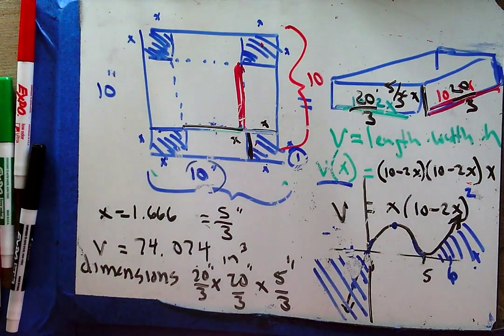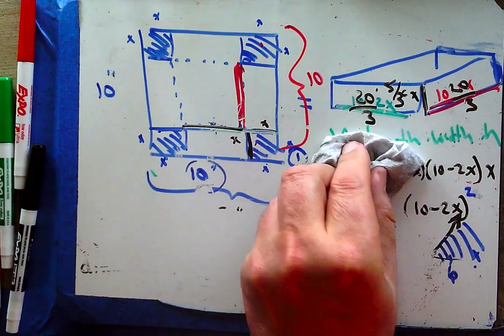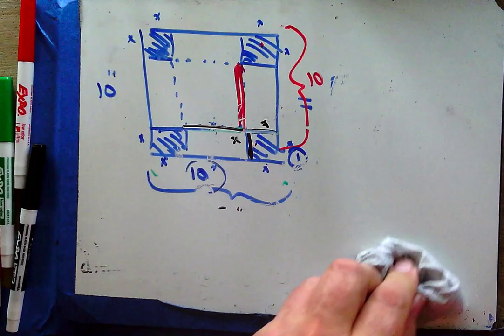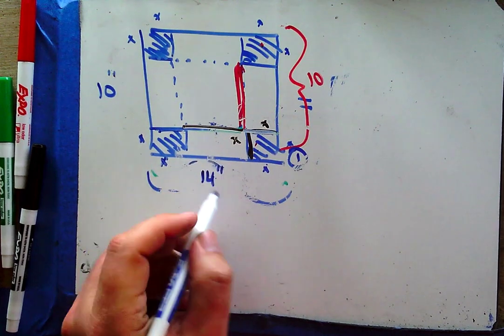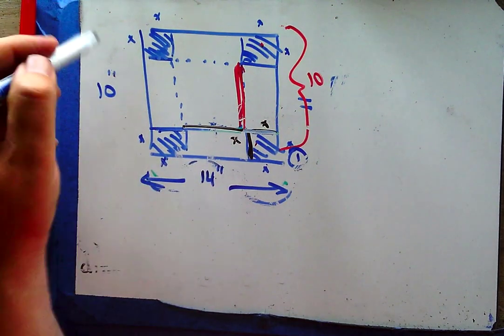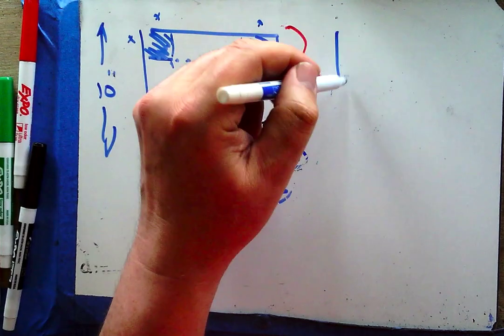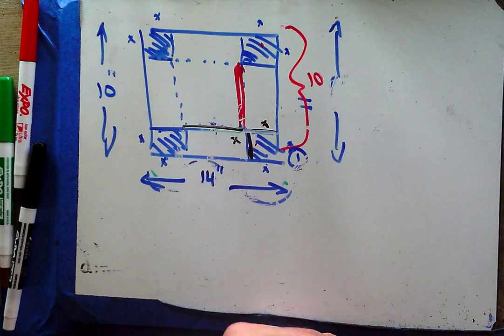Okay? All right, so now what I want you to do is answer the same question, except that this time you don't have a square piece of paper. This time, this distance is 14 inches. This is still 10 here and here, but this distance is now 14.